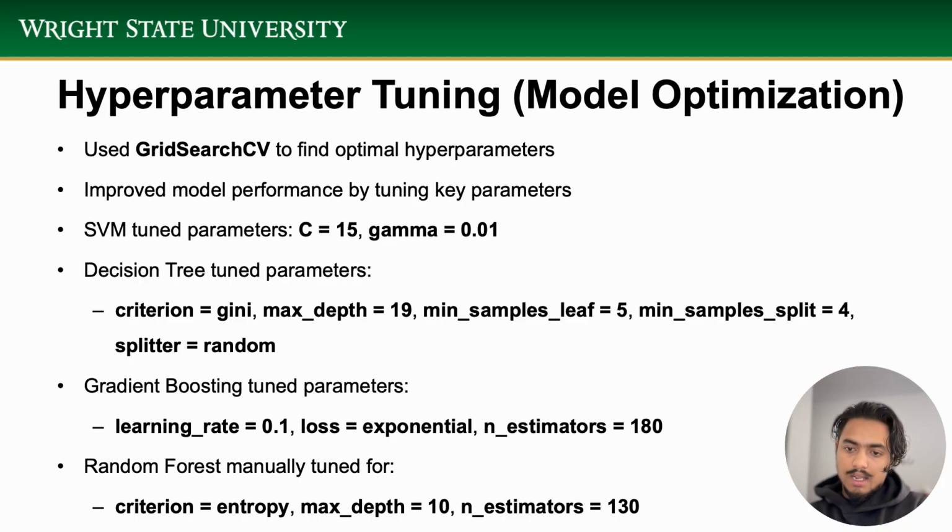For the decision tree, grid search suggested increasing the tree depth and adjusting the minimum samples per split and leaf to reduce overfitting. We also tuned gradient boosting by selecting the best learning rate and number of estimators. Random forest was manually tuned by adjusting the number of trees and maximum depth. Overall, hyperparameter tuning helped optimize our models and led to better accuracy and ROC performance.